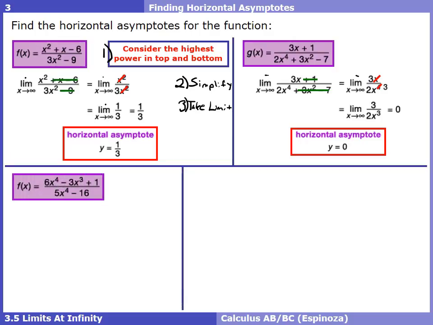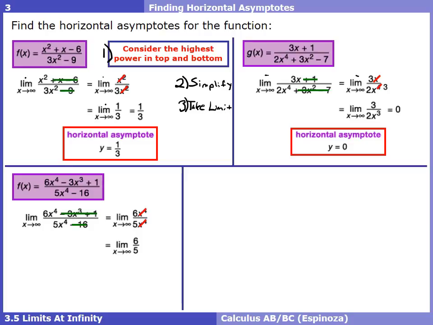Okay, next example. Again, we're going to just disregard the things that are not important really, or in other words, only consider the highest power in the top and the bottom. Next, we're going to simplify the expression. You can see the x to the 4th cancel out very nicely, so we'll go ahead and cancel those out. And we're left with 6/5.